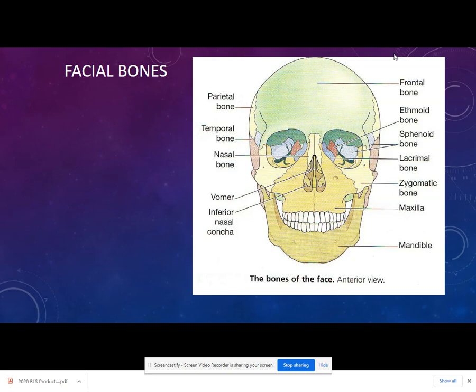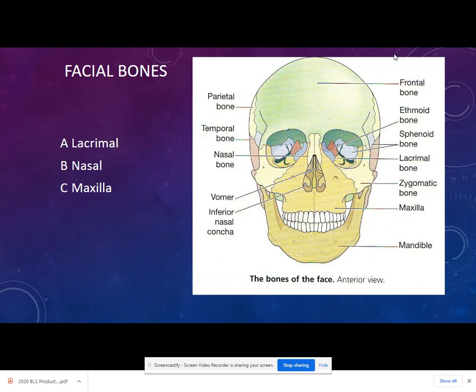So this is a different view. Notice the ethmoid bone, you can see it through the eye socket, and it is on both sides like the butterfly wings. And then the sphenoid bone is behind that in the base, the back part of the eye socket. So, lacrimal bone, nasal bone. The lacrimal bone is right on the inside of the nose and eye socket. Nasal bone is the nose.